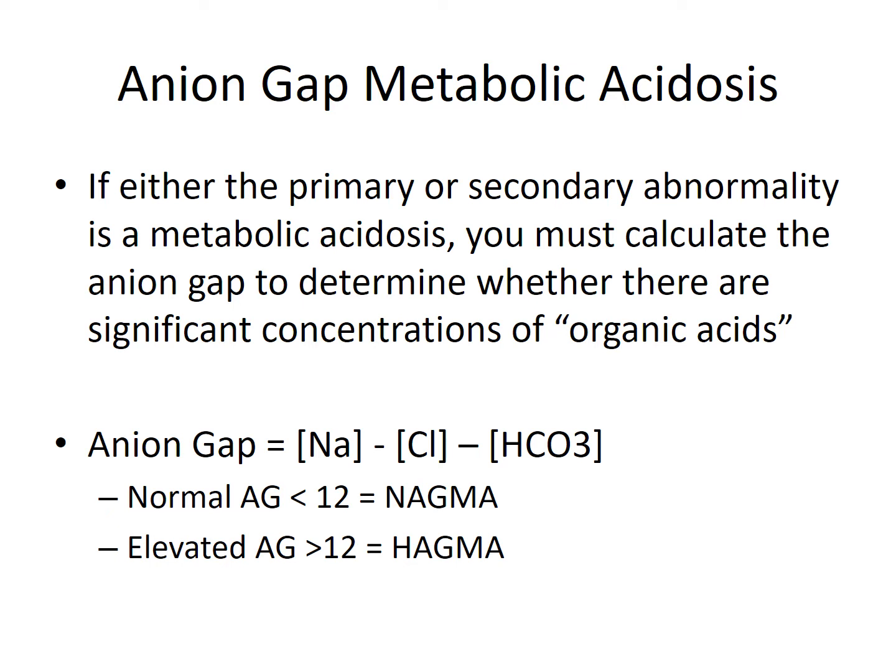Personally, I don't use the potassium ion in my calculation of the anion gap. However, some people do. Its effect is, by and large, very small and rarely makes a significant difference in the calculation. Once you calculate the anion gap, a number less than 12 is consistent with a NAGMA, whereas a number of 12 or more is consistent with a HAGMA.